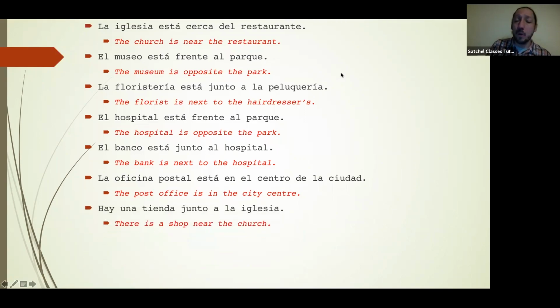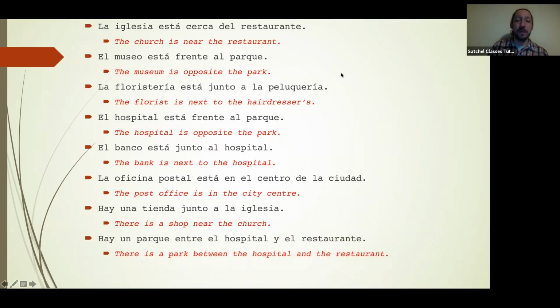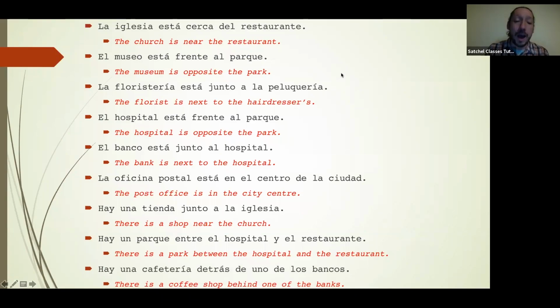Hay una tienda junto a la iglesia. Sometimes you can just say there is. Hay una tienda junto a la iglesia. There is a shop near the church. Y finalmente, hay un parque entre el hospital y el restaurante. There's a park between the hospital and the restaurant. Oh, we have the last one. Hay una cafetería detrás de uno de los bancos. There is a coffee shop behind one of the banks.